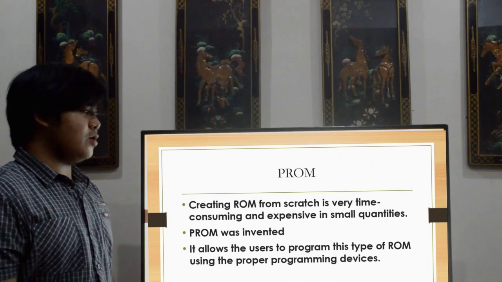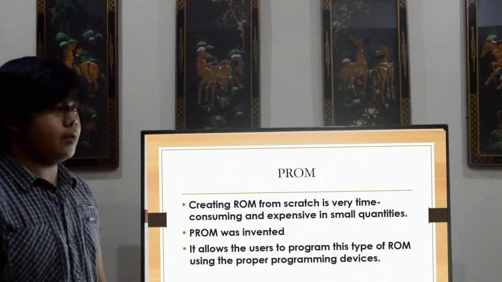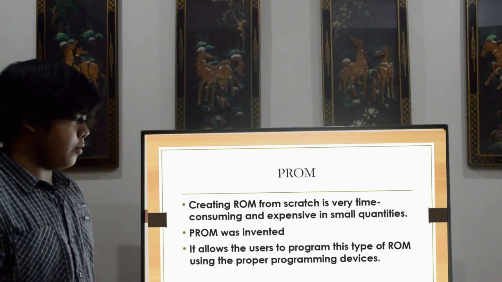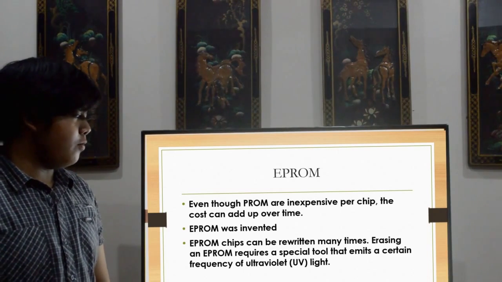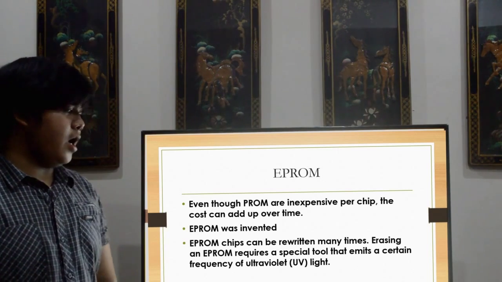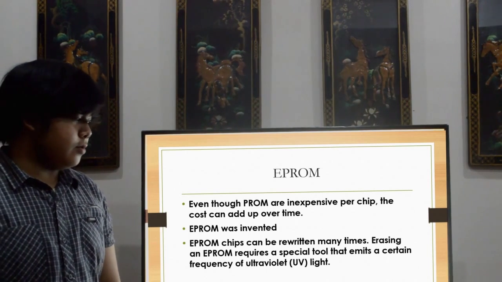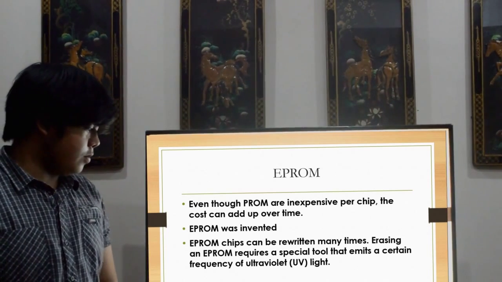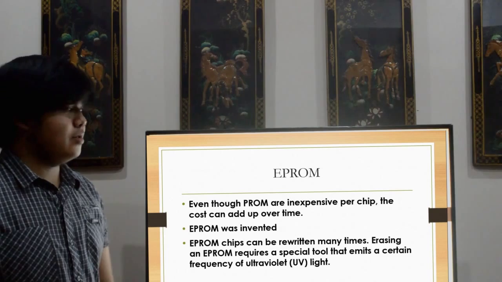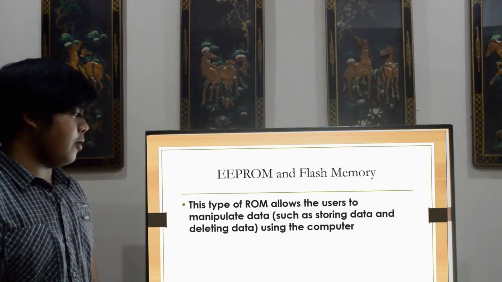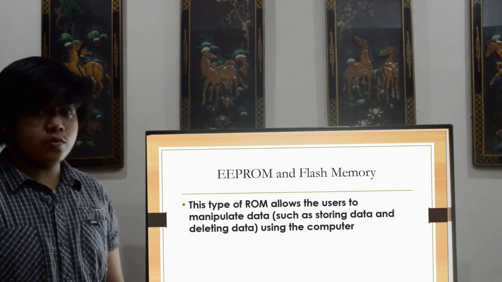Creating ROM from scratch is very time-consuming and expensive in small quantities. So PROM was invented. It allows the user to program this type of ROM using the proper programming devices. EPROM: even though ROMs are inexpensive per chip, the cost can add up over time. So EPROM was invented. EPROM chips can be rewritten many times. Erasing an EPROM requires a special tool that emits a certain frequency of ultraviolet light. EEPROM and flash memory allow the user to manipulate data, such as writing and deleting data, using the computer.